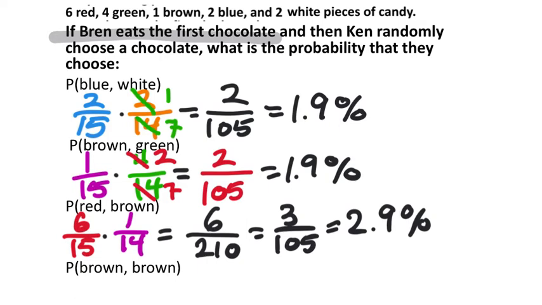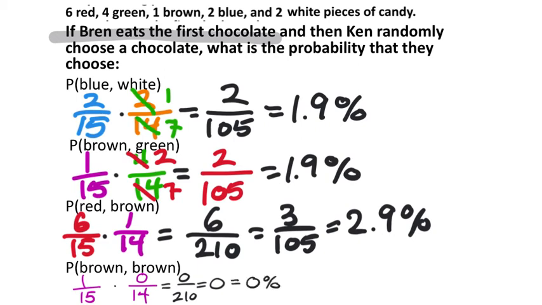All right, and this last one, brown and brown. So we're still dealing with 15 pieces. That's okay. But when Bren goes into the bag first, there's one brown. Now, when Ken goes into the bag, of course, there's 14 pieces because 1 was taken out, but now there's no browns in there, right? So multiplying this one, it's not too bad. 1 times 0 is 0. 15 times 14, well, it is 210. It's still 0 divided by that, so it's 0, which would then convert into a percent, still 0%, okay?